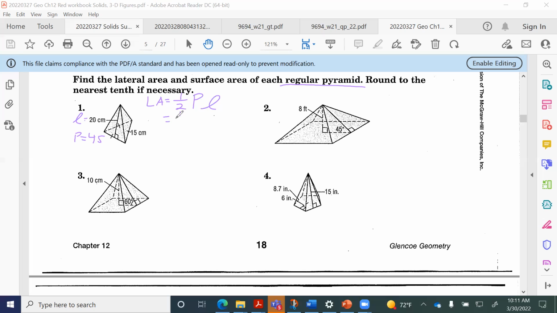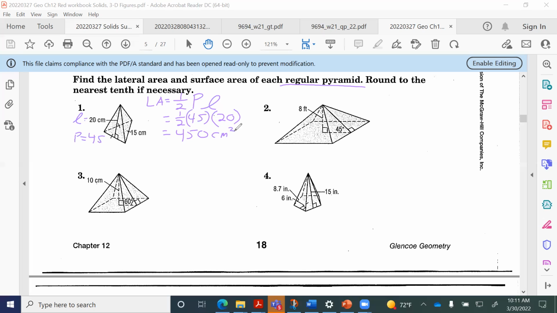So 1/2 perimeter 45, slant height 20, and multiply that. Again, it doesn't matter the order you multiply, make it easier on yourself. Half of 20 gives you 10, and then 10 times 45 is 450. This is area, so it is units squared.